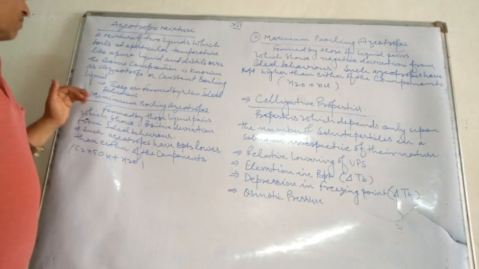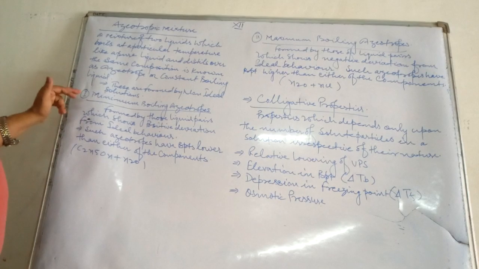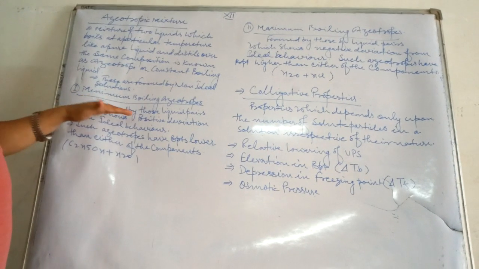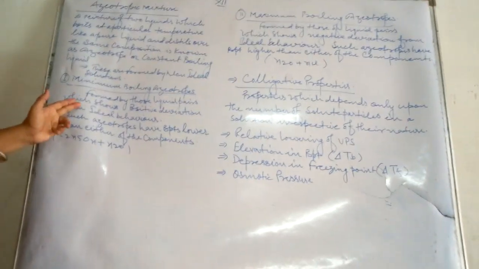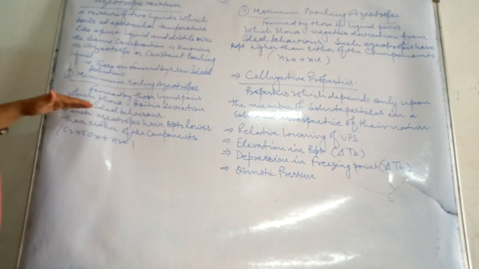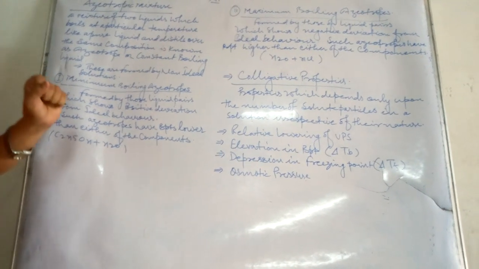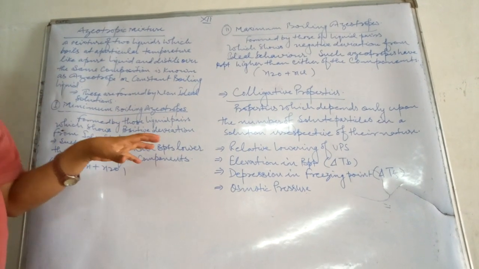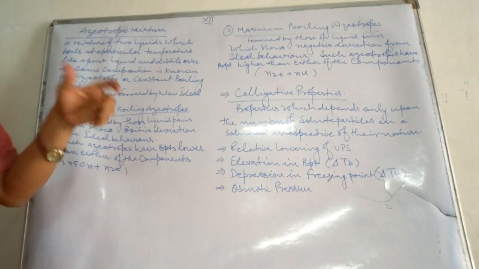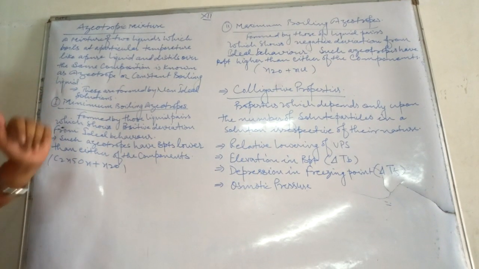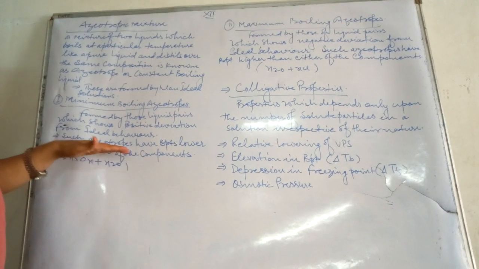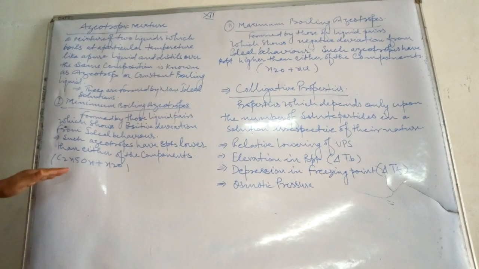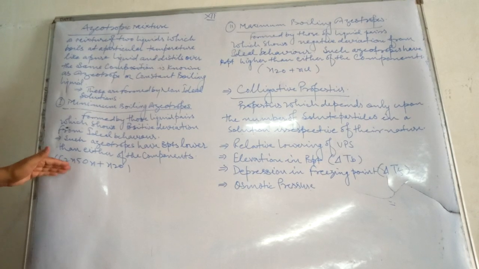So definitely these constant boiling liquids will also be of two types. The first one is minimum boiling azeotrophs. These are formed by those liquid pairs which show positive deviation from ideal behavior. Mind one thing, minimum boiling azeotrophs are formed by the non-ideal solutions which show positive deviation from the ideal behavior. Very simple. Such azeotrophs have boiling points lower than either of the components. An example is ethanol and water.